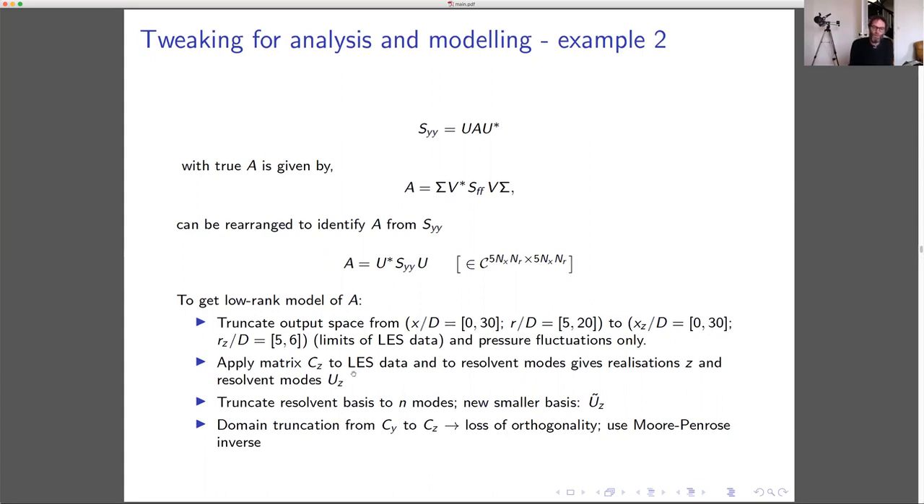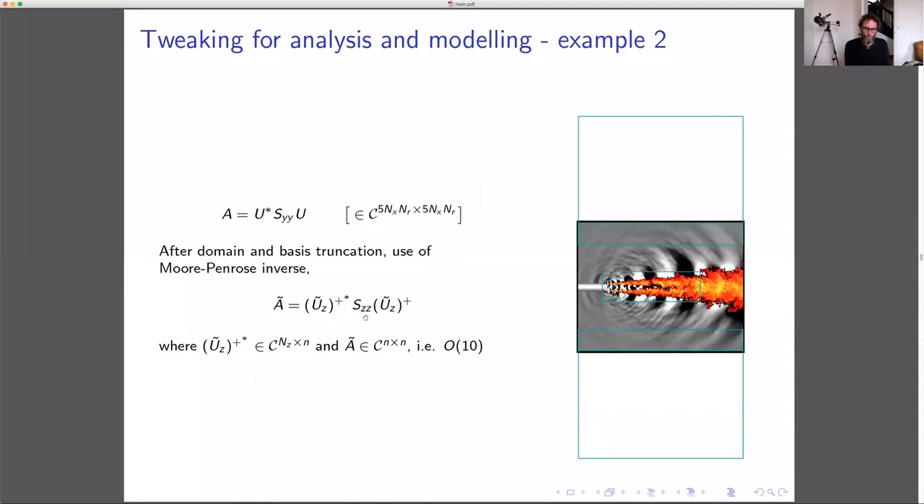The next truncation involves truncating the resolvent basis to some small number of modes. Typically we'd like this value n to be less than 10. That will provide us with a smaller basis that we're calling U tilde Z. Tilde corresponds to the basis truncation, Z corresponds to the domain truncation. Because of this truncation, we're going to lose orthogonality in the response basis. And so in order to evaluate this, we have to use a pseudo-inverse. That's what we do here. This is the Moore-Penrose inverse. Basically, this allows us to identify some matrix A tilde, which has gone from order 10 to the 11 to something which is of order 10.